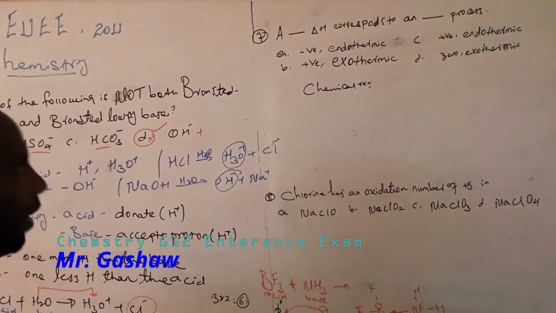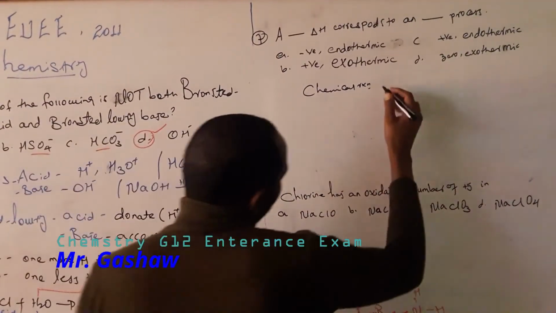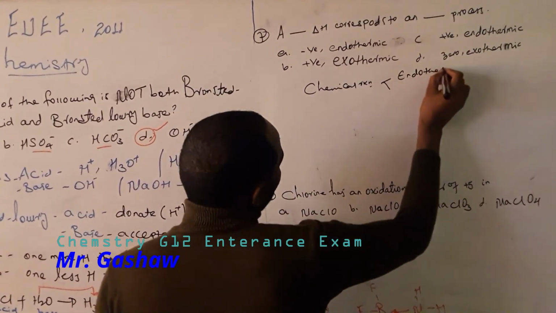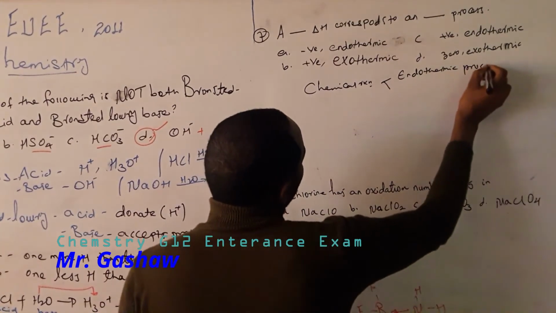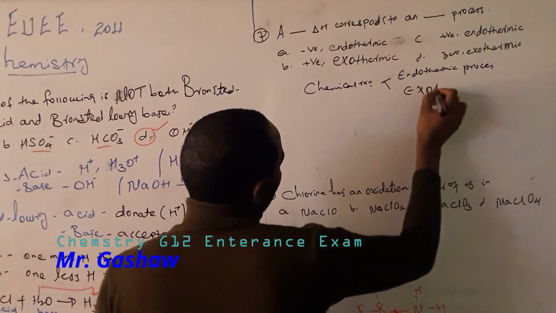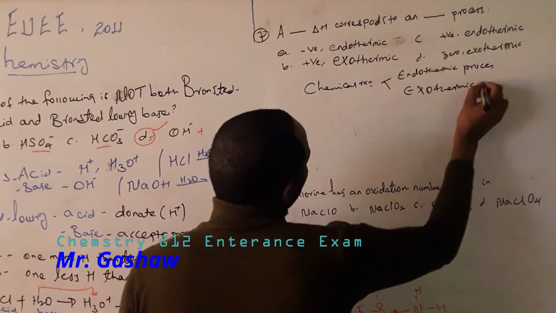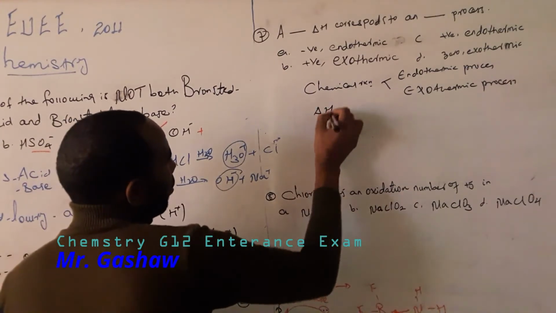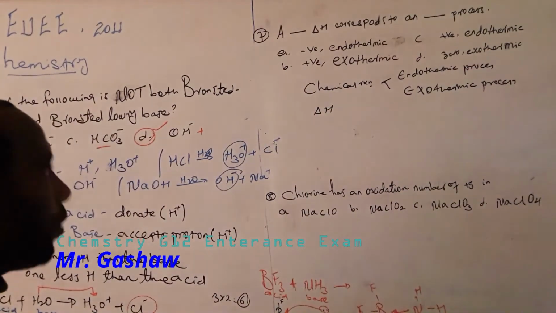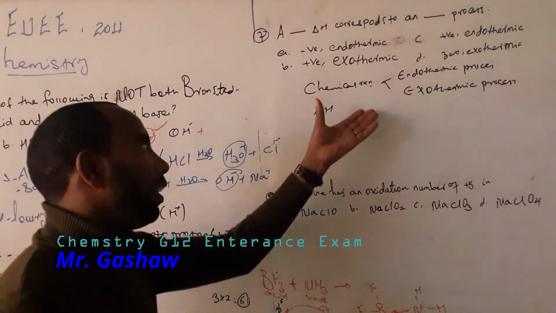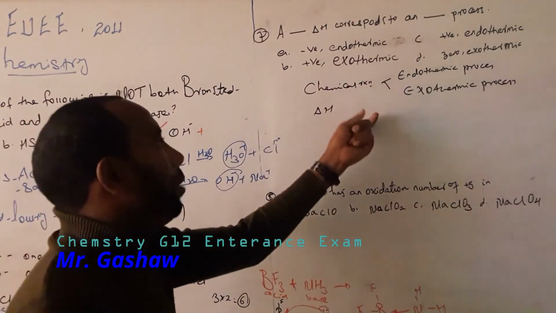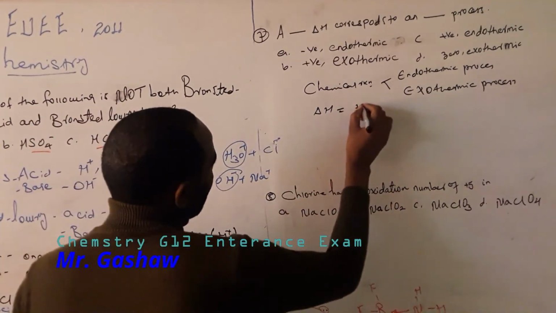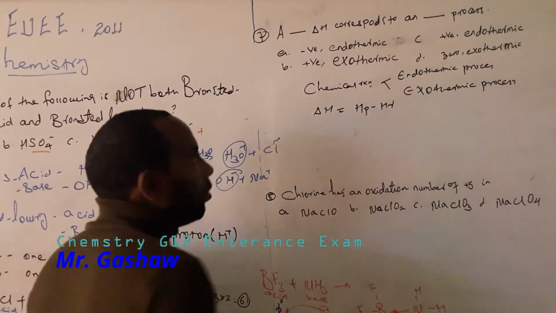Almost all chemical reactions occur with what? Energy changes. That energy change is either an endothermic process or an exothermic process. First, let us define change in enthalpy, or heat of reaction: the amount of heat absorbed or liberated from the chemical reaction. We call it change in enthalpy, which equals heat of product minus heat of what?